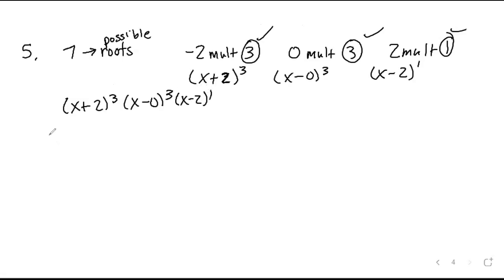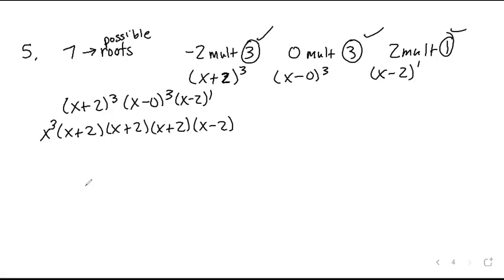Which is one of the reasons why I was like, you're going to have to take your time on some of this, because there's just not an easy way. So the first thing I'm going to start out by doing is the x plus 2 to the third. x minus 0 to the third is just x to the third power. So thank goodness I don't really have to do a lot of work with that. And then I've got an x minus 2 to the first. Is everybody okay with where I came up with that stuff?